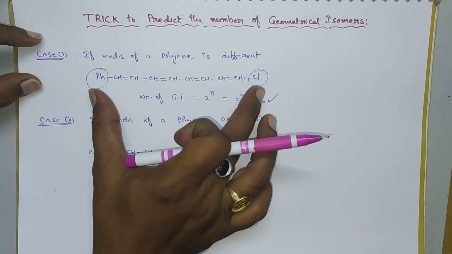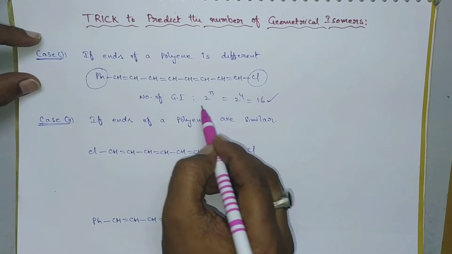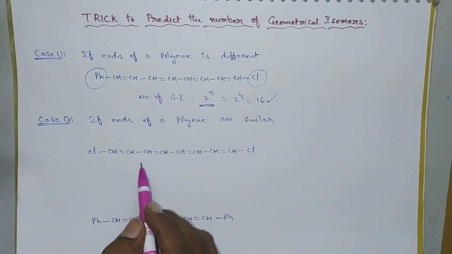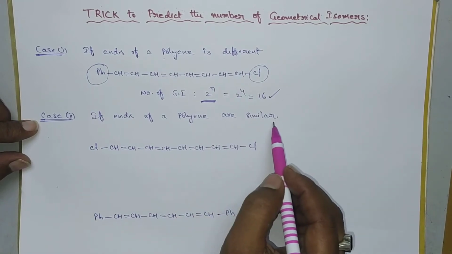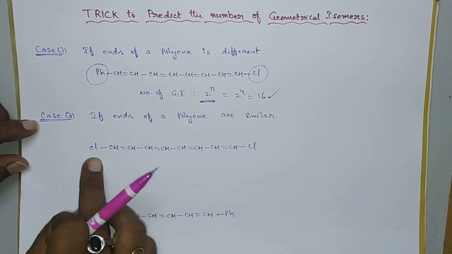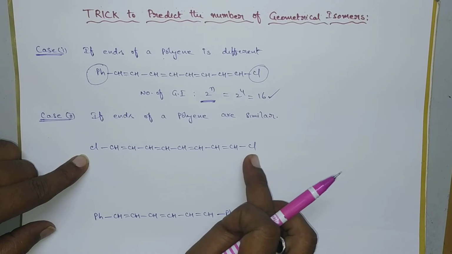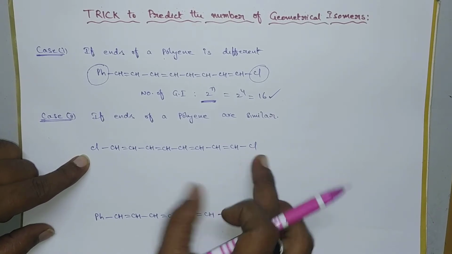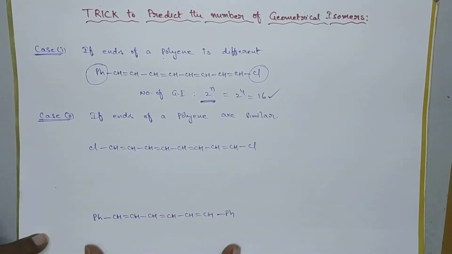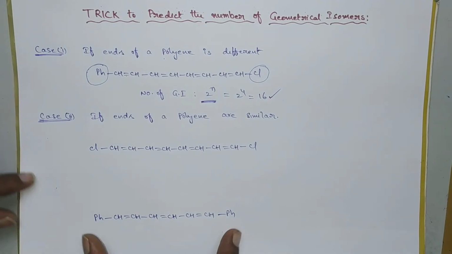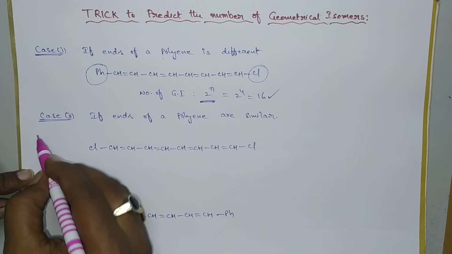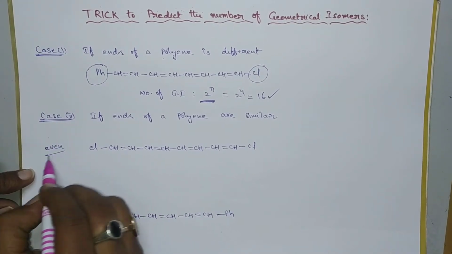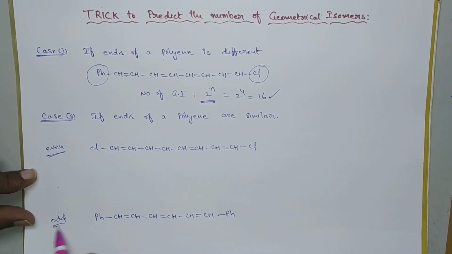If the ends of a polyene are different, we have to go for the formula 2 power n. In the second case, the ends of the polyene are similar. Here one end consists of chlorine and the other end also consists of chlorine, so the ends are similar. But what is the difference between these two? Here it consists of an even number of double bonds, and here it consists of an odd number of double bonds.